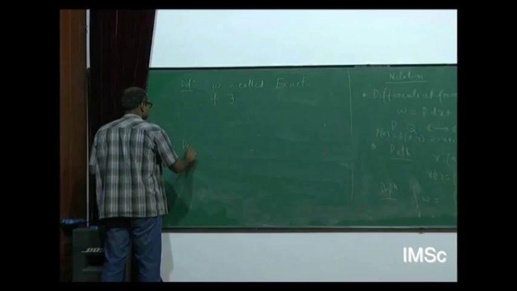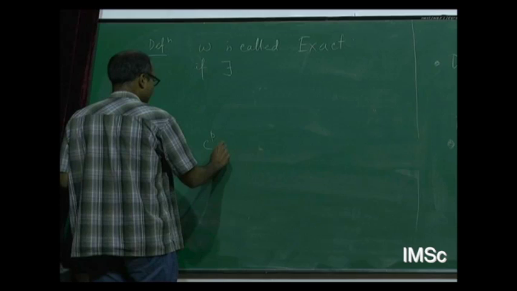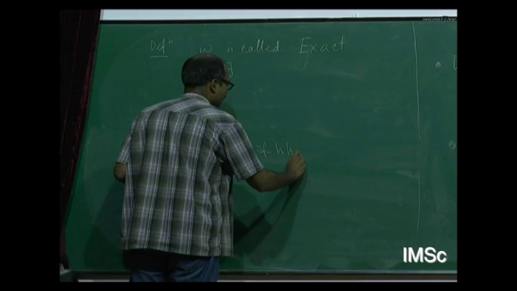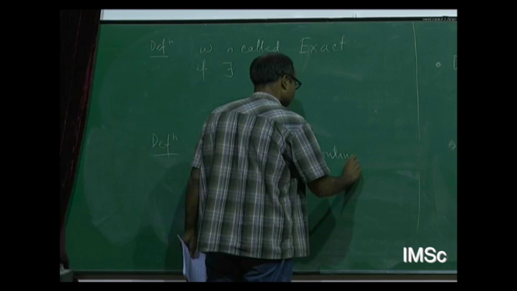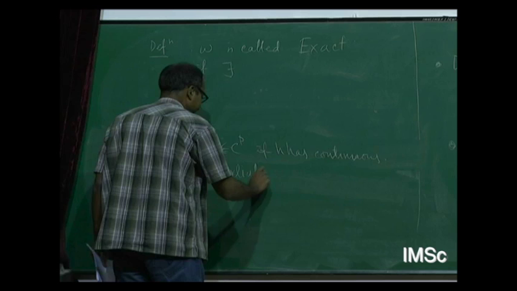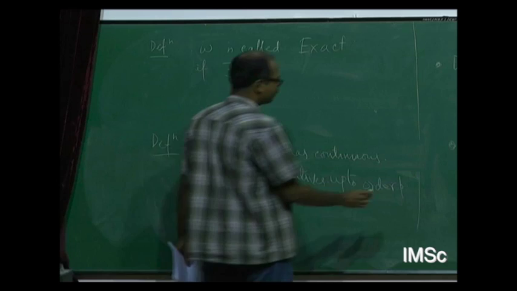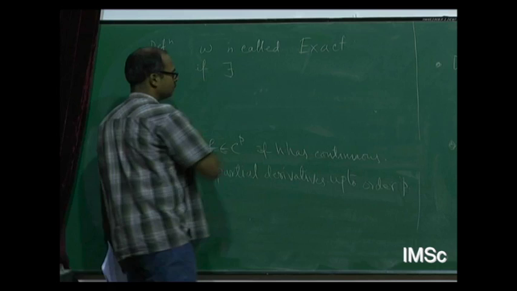So this space is C^p. C^p is the space of all functions f that belong to C^p if f has continuous partial derivatives up to order p. Okay, by up to I mean including p.